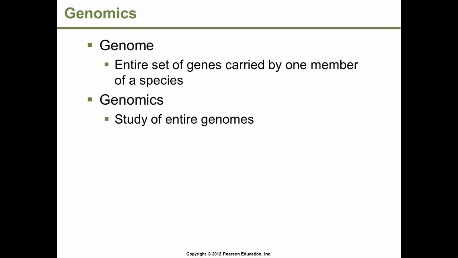Genome is the term used to describe an entire set of genes carried by one member of a species, whereas genomics is the study of entire genomes. So the goal of genomics is to determine the location and sequence of genes. Supercomputers have been created to automatically sequence the DNA.